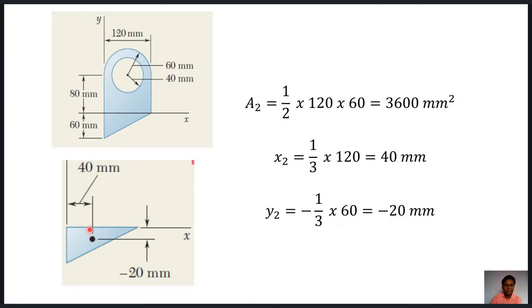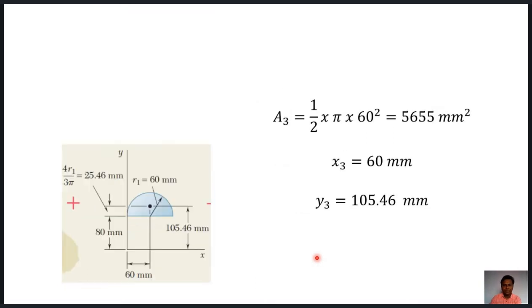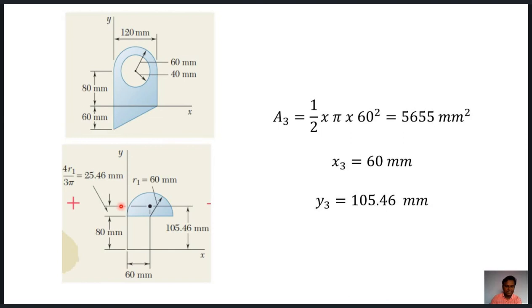Now here if you observe this triangle, it is on the downward side of this x-axis. So here we have taken it as a minus. Now let us go to the next area. Now here the next area is this semicircle, whose radius is 60 millimeter.